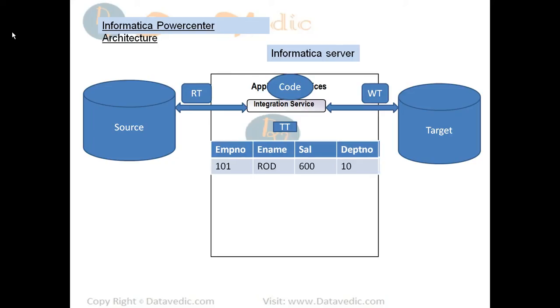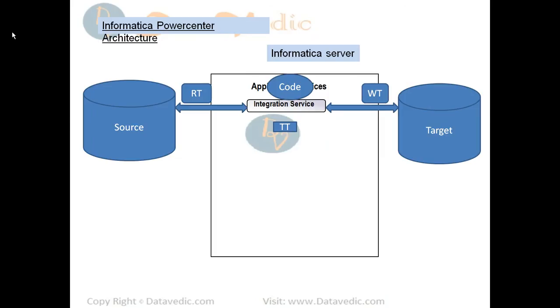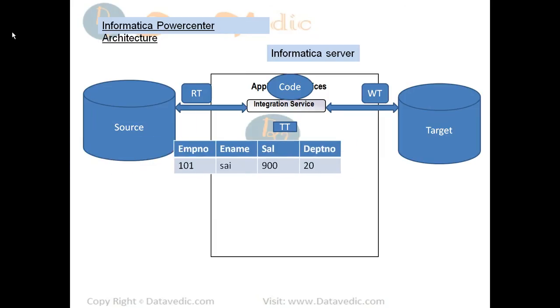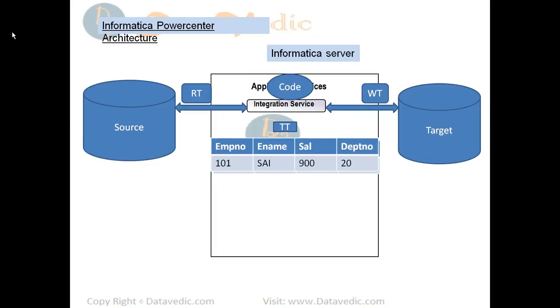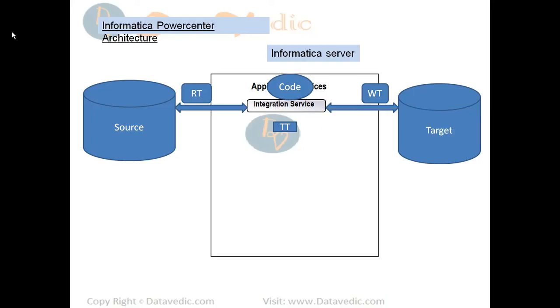Let us see now. It converts the data to uppercase on the Informatica server, and then it writes the data to the target. Same way, it reads the data, brings the data to the Informatica server, does the transformation, and then loads the data to the target. This is the Informatica architecture, and this way it's going to do the ETL process. So this is all about the ETL process and Informatica architecture.